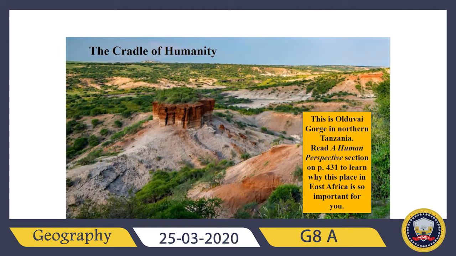Right now you will open your books on page 431 and you will read a paragraph, a human perspective, on this page, to learn why this place in East Africa is so important for you, for me, and for all people on the planet. So just press pause and you have like 2 or 3 minutes to read the paragraph. And when you're done, we'll continue.